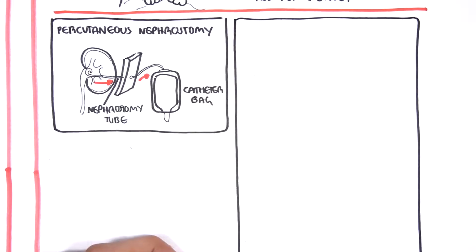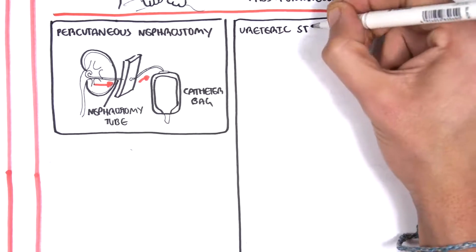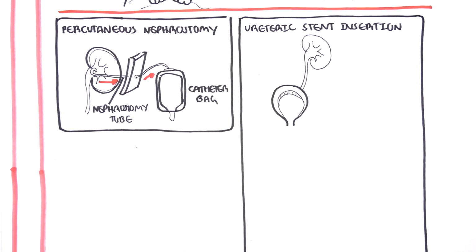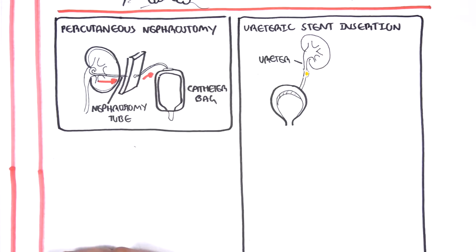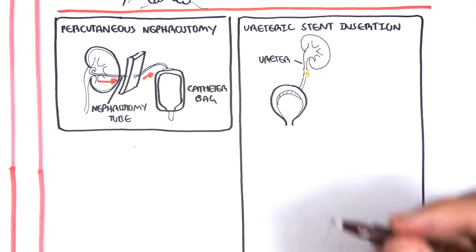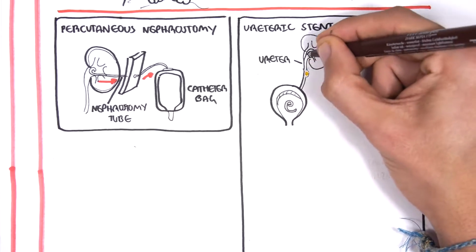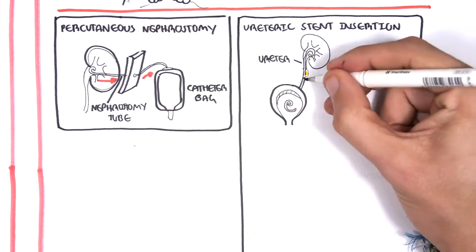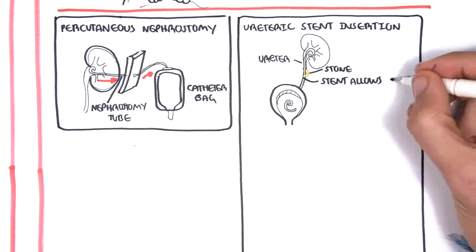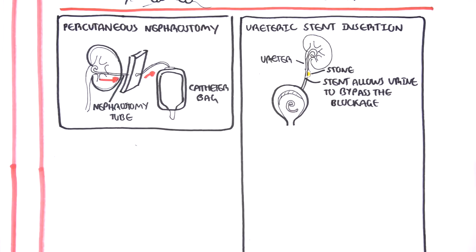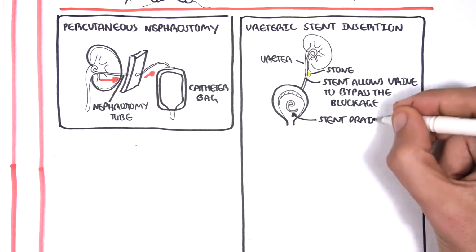In terms of removal of the kidney stone, there is ureteric stent insertion. Here is the ureter, and let us say the stone is lodged within the ureter. Well, a stent, a rod, can be fed up through the urethra, through the bladder, and up the ureter to the site of obstruction. And the stent can be placed there. The stent will allow drainage of the urine, essentially bypassing the blockage. The urine can then just drain straight into the bladder.